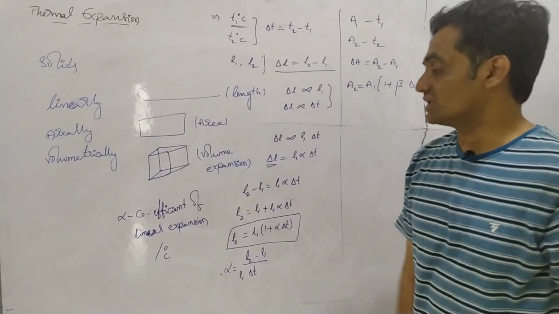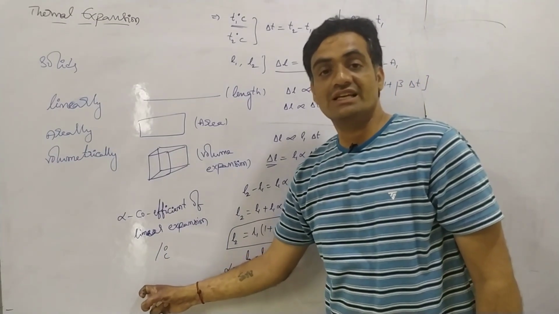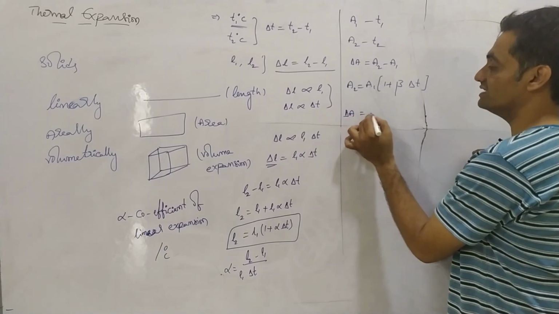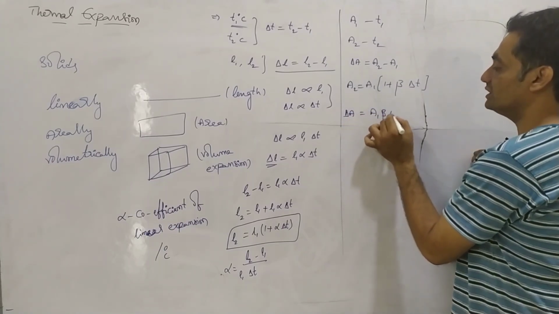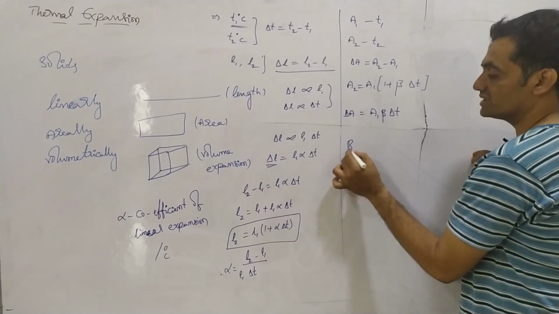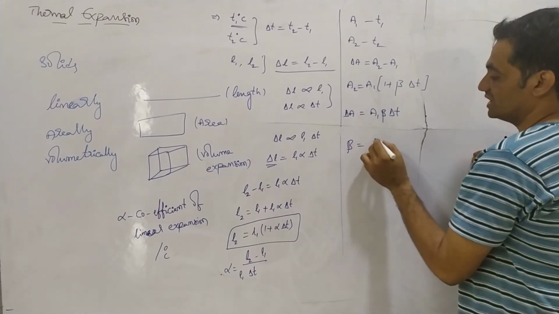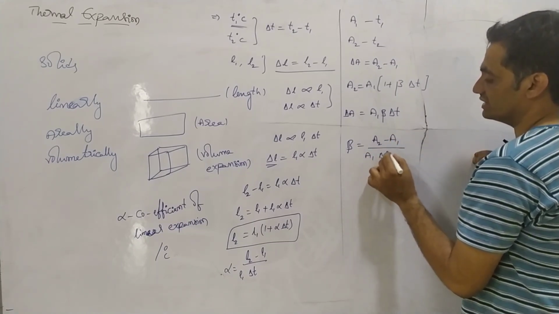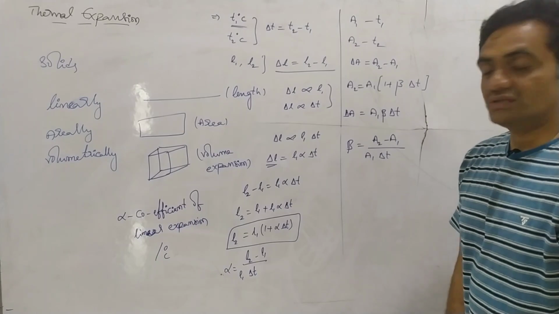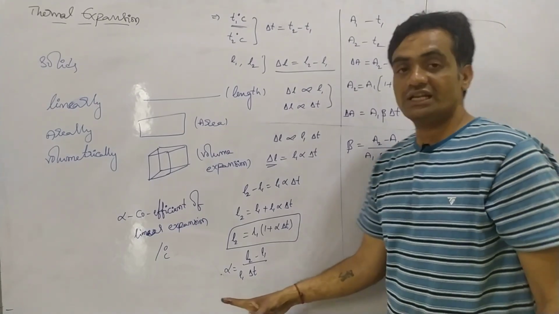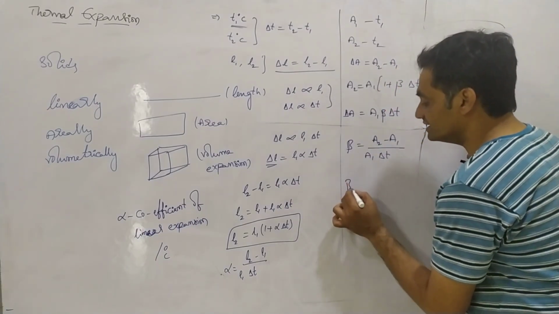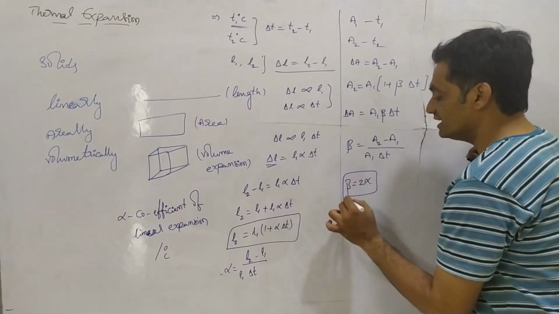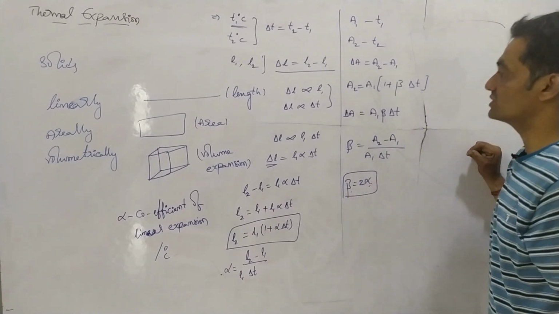Coefficient of areal expansion, and its unit is per degree Celsius. We can also represent the expression as delta A is equal to A1 into beta into delta T, or we can represent beta equal to (A2 minus A1) by A1 into delta T. The relation between areal expansion and linear expansion is beta is equal to 2 alpha. This is the relation between areal expansion and linear expansion.